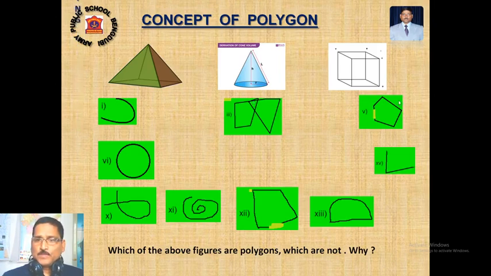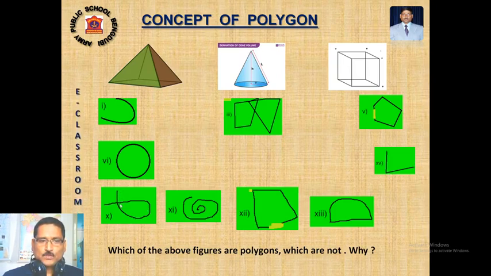This is also made by line segments but open. This portion is not joined. A circle is a closed curved figure, but the circle is not made by line segments. That's why a circle is not a polygon. This is an angle. It is made by line segments but open. These two ends are not joined. So an angle will not be a polygon.